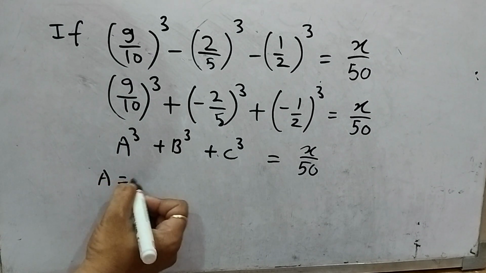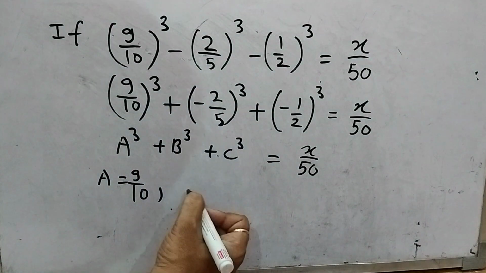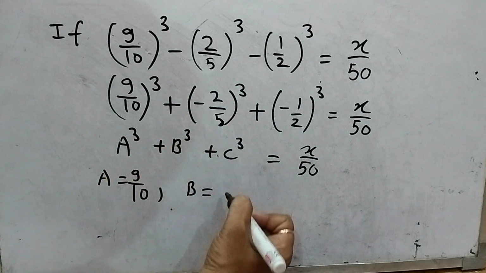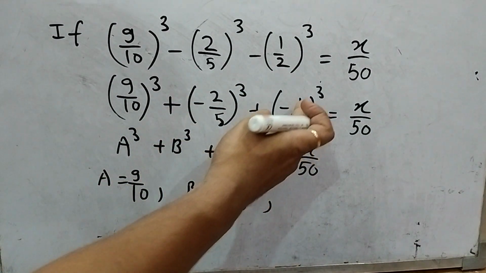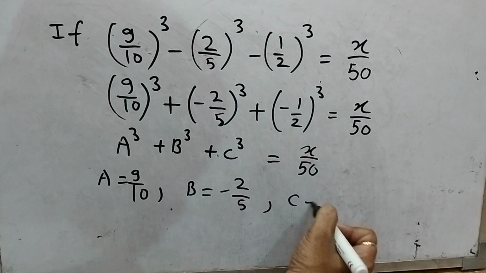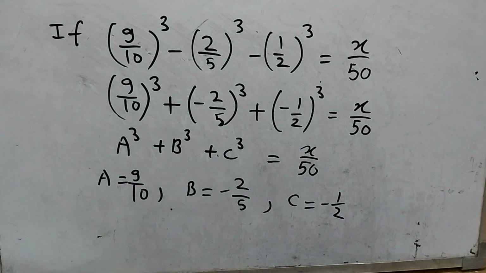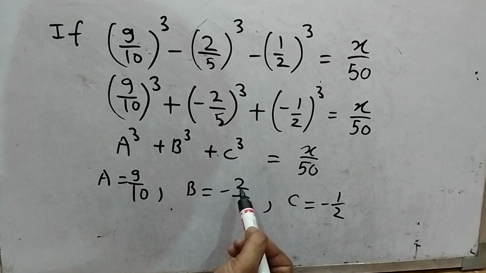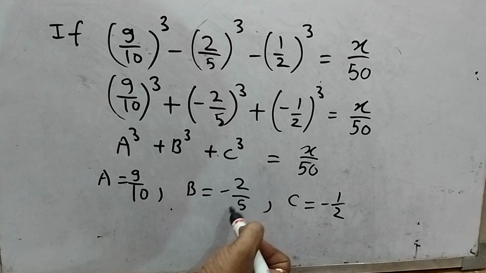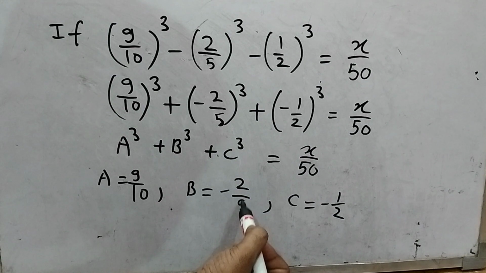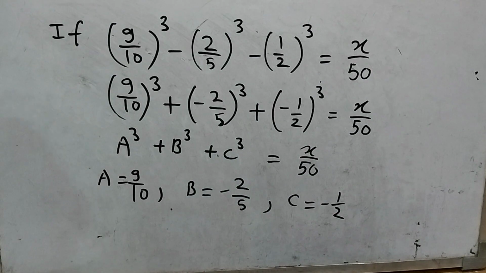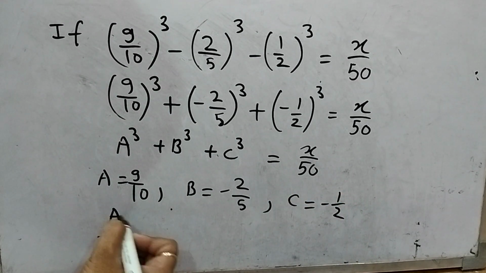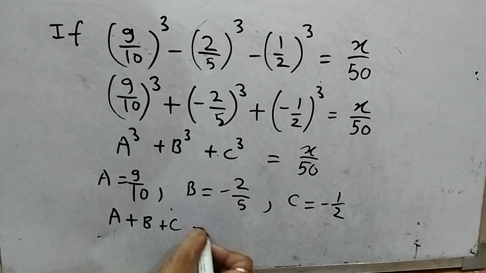When we compare, a is 9 by 10, b is the base of this cube, minus 2 by 5. Similarly here we have c, minus 1 by 2. When we solve a plus b plus c, we will definitely get the answer 0. How? It will become 4 by 10, and here we have minus 5 by 10. So when we add all these, in this case we have a plus b plus c is 0.